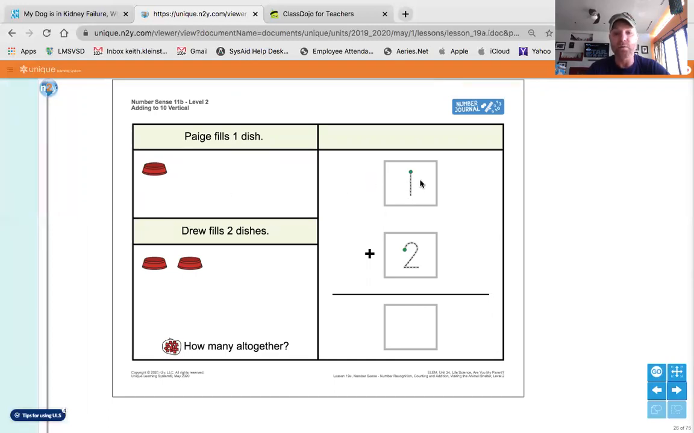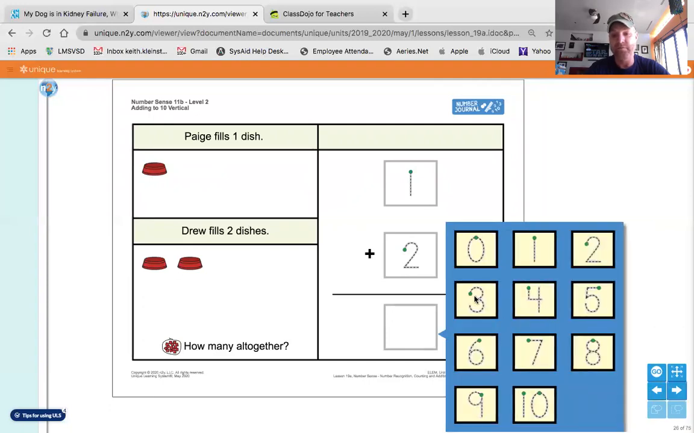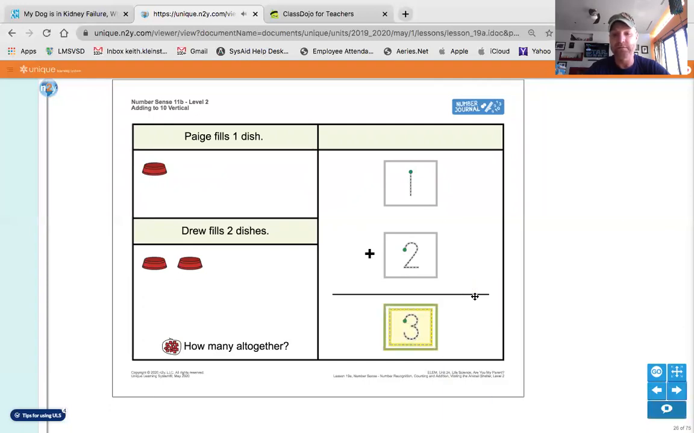So we're going to go 1 plus 2. What we always try to do is get them to start as an addition, start on the larger number and count on. So we've got 2, 3. And then we can find 3. 2 bowls plus 1 bowl is 3 bowls.